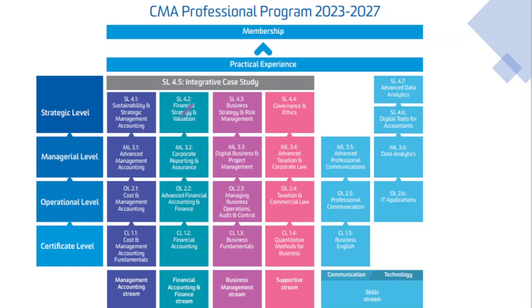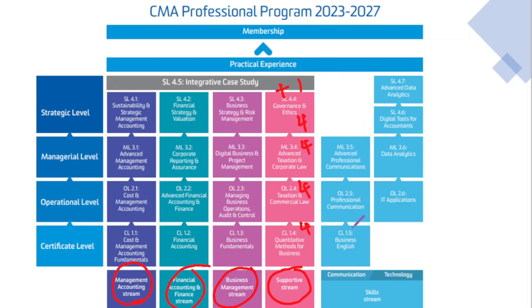As we just spoke about, the syllabus is mainly divided into core and skill streams. Under the core stream, you have 4 main core streams. You have management accounting, then you have financial accounting and finance, then you have business management and supportive stream. So each subject is a subsection of each of these core streams. You could see it being extended throughout. So you could see 4 core subjects here, four core subjects at operational, four core subjects at managerial. But at strategy level, you will sit for four core subjects as well as an integrated case study. So altogether, there'll be five subjects at the strategic level.